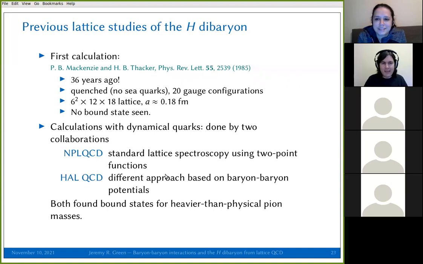If I trim down the calculations that have been done by including only those with dynamical quarks, that means the quenched approximation is not acceptable, then, other than the work I'm talking about, this has only been done by two collaborations. One is NPL-QCD, and they use methods based on spectroscopy, and the other is HAL-QCD, who have their own methods based on baryon-baryon potentials. And in both cases, they found bound states for heavy pion masses, and sometimes quite bound, up to 80 MeV.